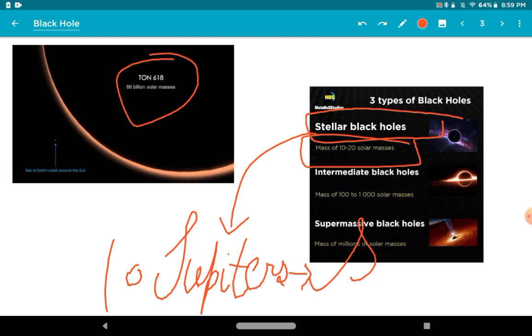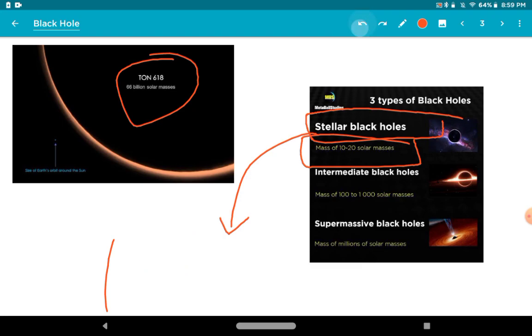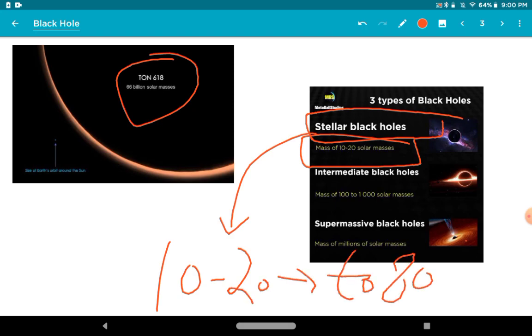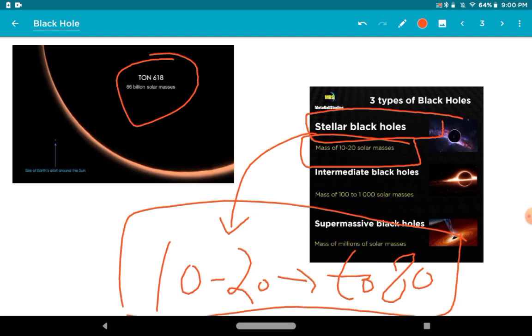The small black holes, you can see, are about the size of a 25 paise coin. It can also revolve a moon around it. The stellar black holes are not weak, they are much denser, much more excruciating. But the stellar black holes are of 10 to 20 solar masses, and they can go up to 80 solar masses. This is the limit. So the highest we have found is 78.